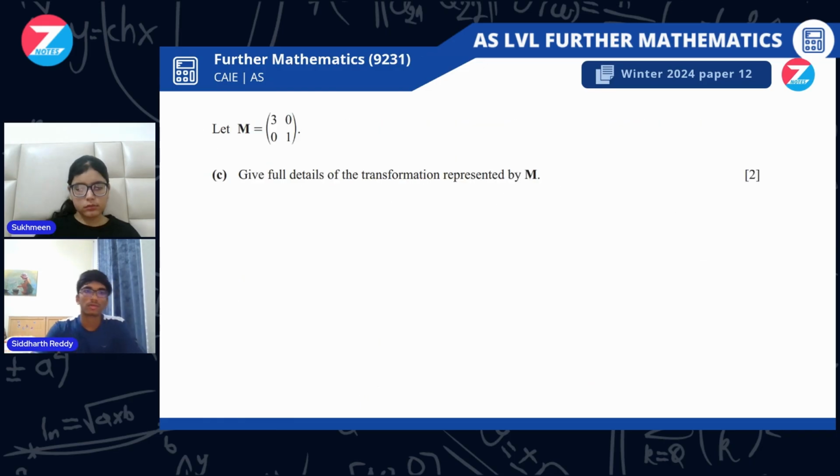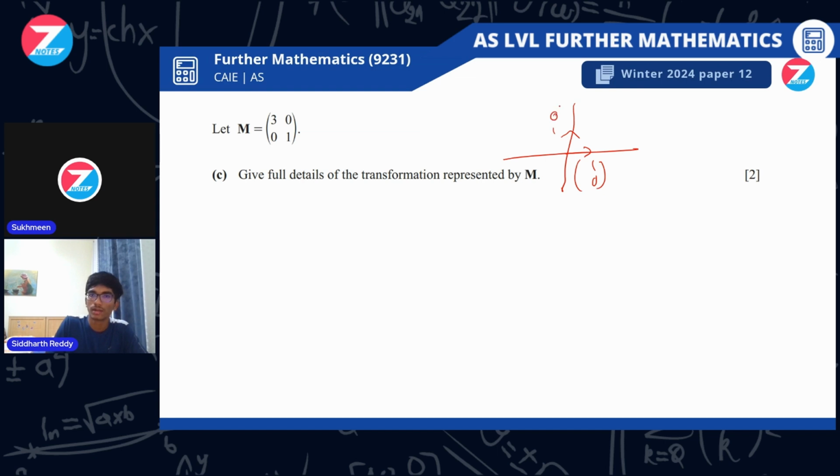Let M be the matrix 3, 0, 0, 1. Give the full details of the transformation represented by M. So as I said before, each matrix represents a geometric transformation on the 2D plane. On the 2D plane, there will always be two components, i hat and j hat. i hat is the vector 1, 0, and j hat is the vector 0, 1.